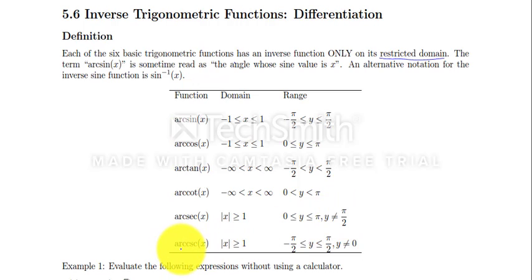Similarly, for arc cosecant of x, the domain is absolute value of x greater than or equal to 1, and the range is from -π/2 to π/2, excluding the value 0. So this is a basic definition of the inverse trigonometry functions.